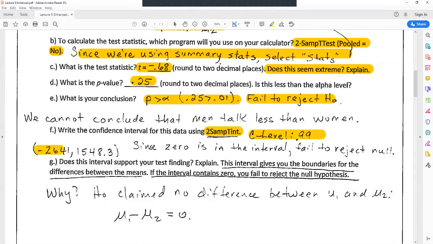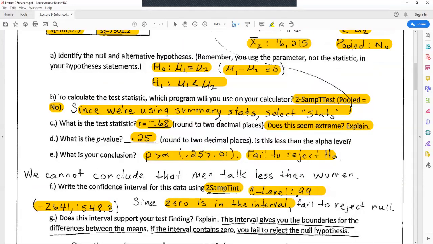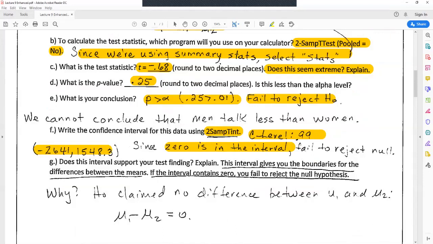And you will get the confidence interval, and notice that 0 is in the interval. Well, 0 is what the null claimed, right? If you go back up here, the null claimed that the difference in the averages between men and women is 0. And 0 is captured between negative 2641 and positive 1548.3. So since 0 is in the interval, then again, we would fail to reject the null.